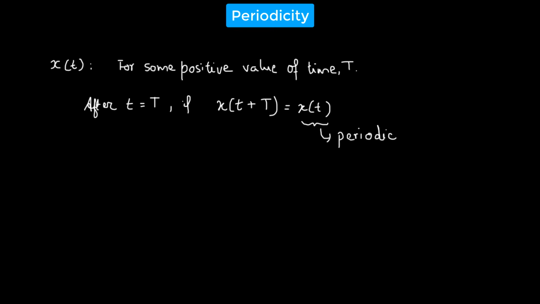In other words, what we have done here is by adding the positive value capital T to the time t, we have done a time shift here, and regardless of this time shift, the periodic signal is unchanged by it. So let us understand it with the help of an example.